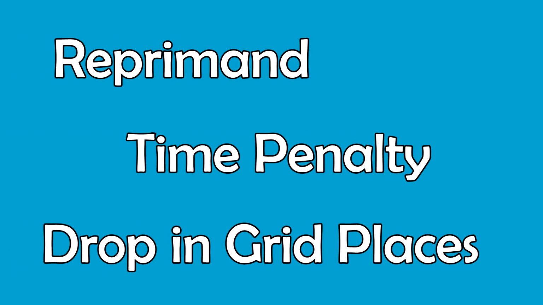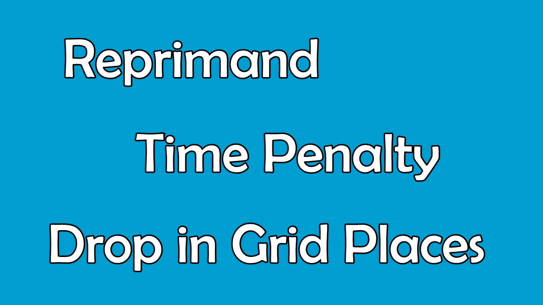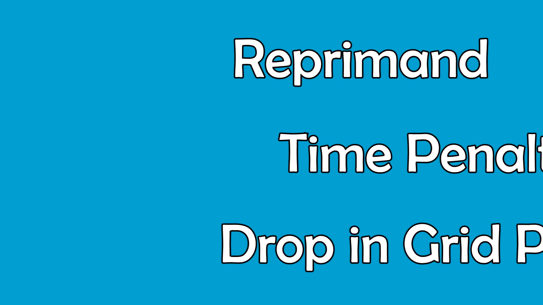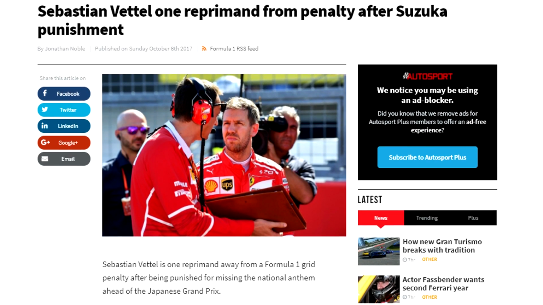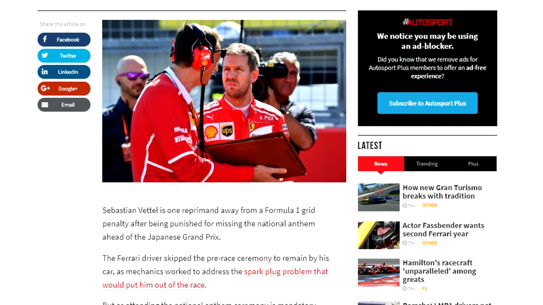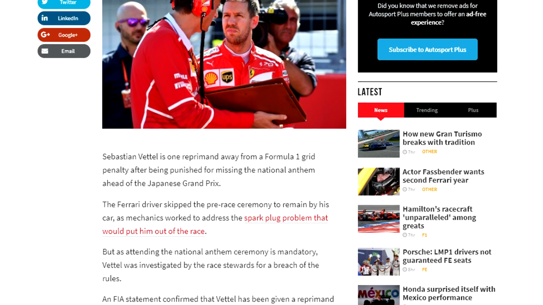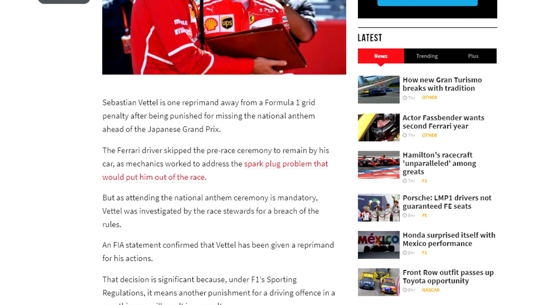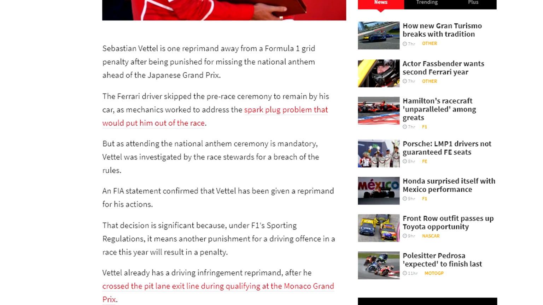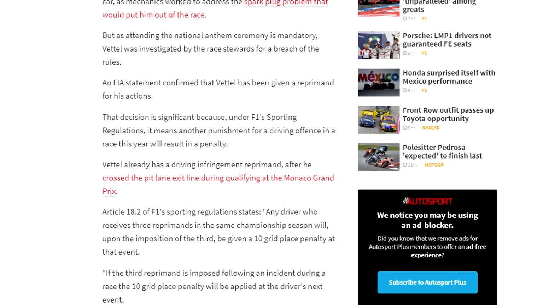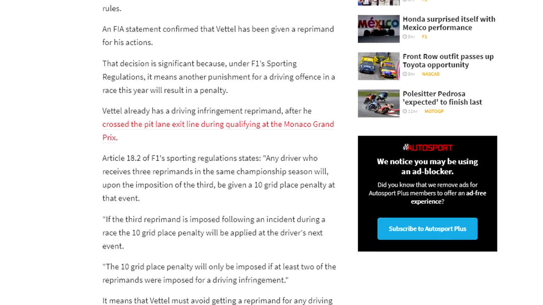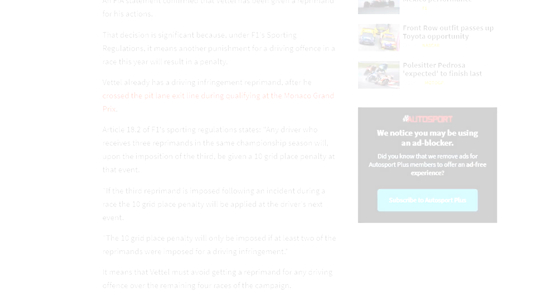The first 3 are the most common ones, as they are given out at almost every race. So let's go a little bit more in depth with those. A reprimand or a warning consists of a written statement regarding the offense. Should a driver ignore the warning and repeat the offense, a tougher penalty will be imposed. And so on.